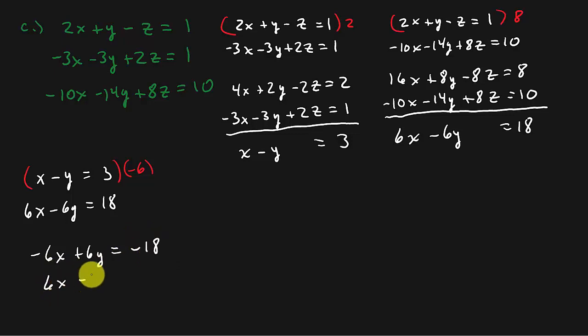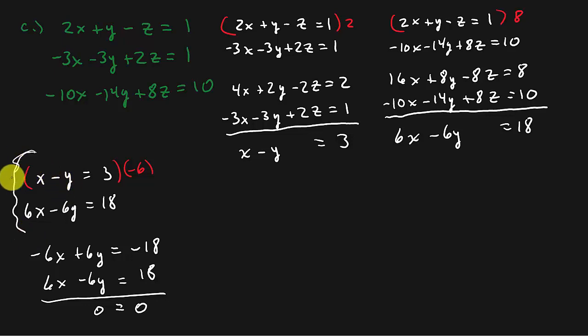And I've got 6x minus 6y equals 18. And I get 0 equals 0. Okay? We get 0 equals 0. All right, so for this one, we're going to have an infinite number of solutions. So what I'm going to do here is I'm going to take one of these equations here, so this is going to be similar to the previous problem.